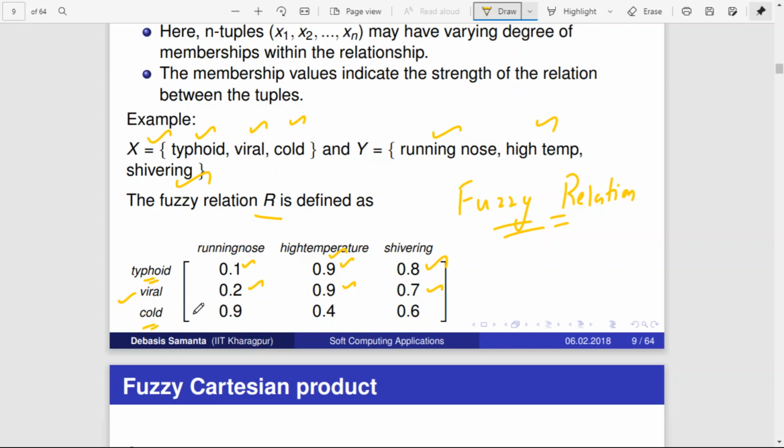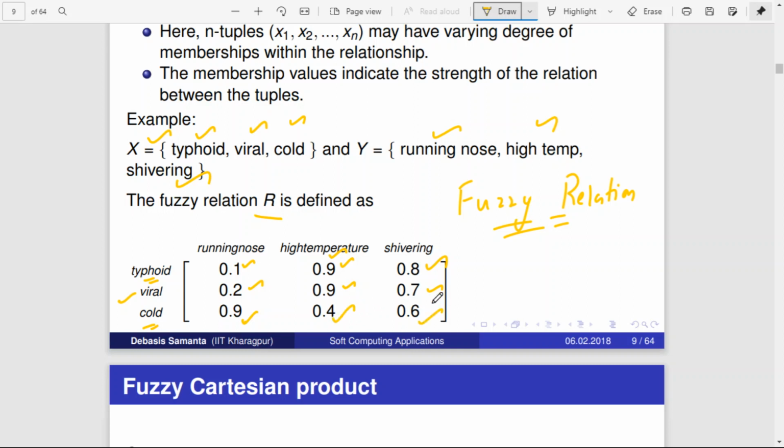Someone infected with cold, then the degree for running nose is 0.9. And for high temperature it is 0.4. And shivering it is 0.6.